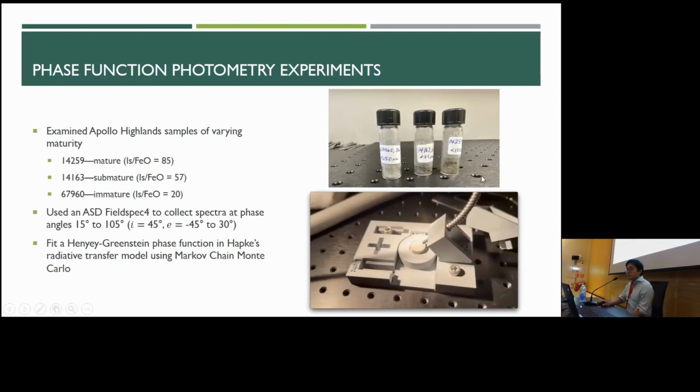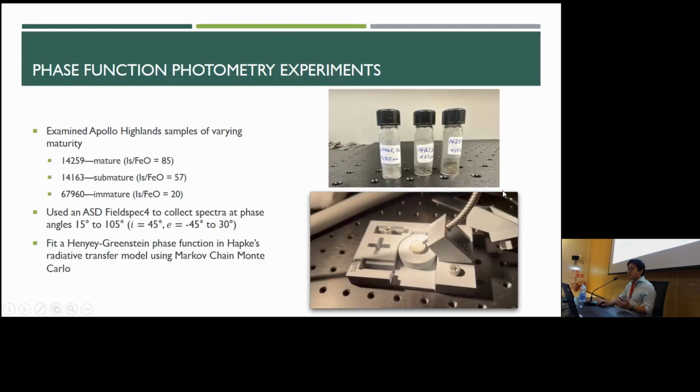In order to do this, we focus exclusively on Apollo Highland samples of varying maturity from Apollo 14 and 16. They have a maturity index ranging from 85 at the most mature down to about 20 at the least mature, and are depicted here. We measured the phase functions by taking spectra on an ASD FieldSpec 4 at phase angles between 15 and 105 degrees in increments of 15 degrees. We kept the incidence angle fixed and varied the emittance angle in order to account for the non-Lambertian properties of the spectralon, and we have these to calibrate.